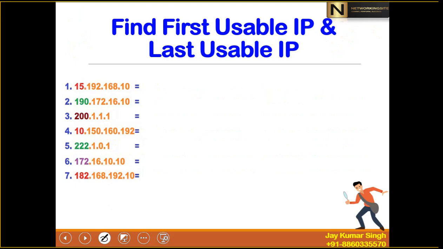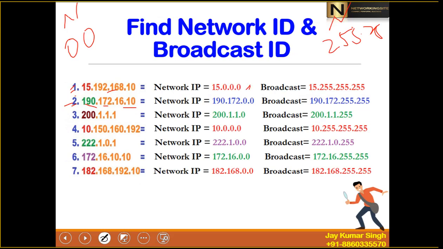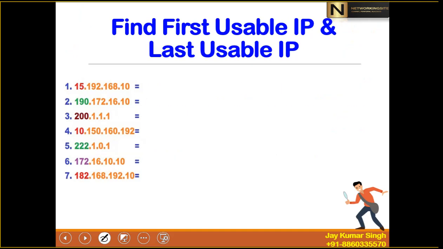Now the question will come: find the usable IP. The network IP that we have discussed here, can we use this IP address for communication purposes? No. So here it is asking which IP address I can use. If my IP address is this one, what will be the first usable IP and the last usable IP of this network? Tell me the first one.